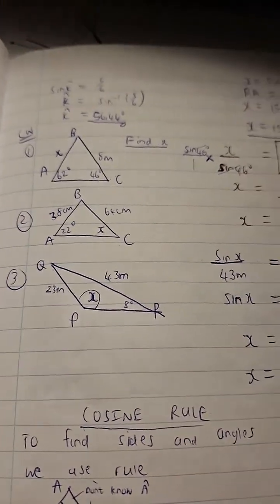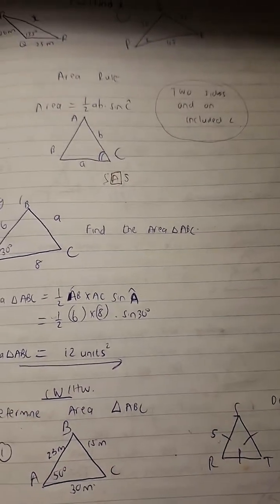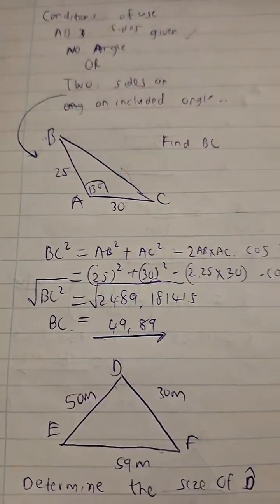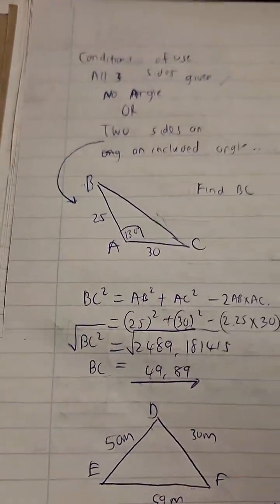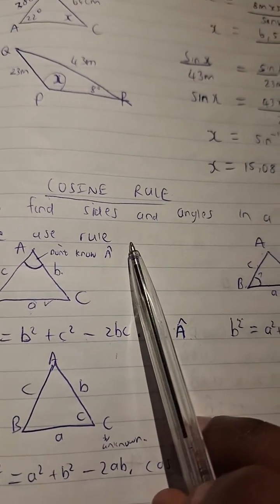I want to move on to situations that require the cosine rule. I want to look at the cosine rule, what it is, and then the conditions that apply to the cosine rule. So here we are.